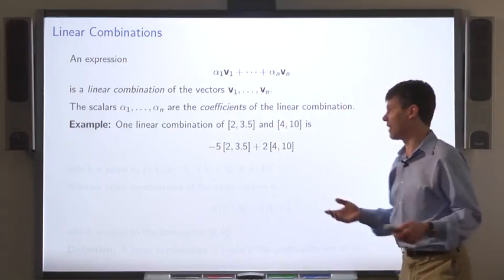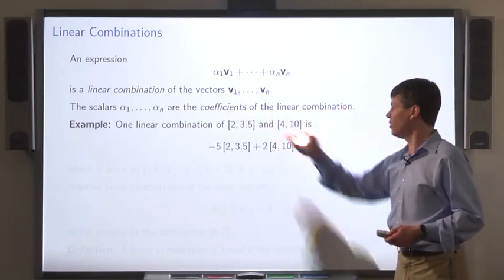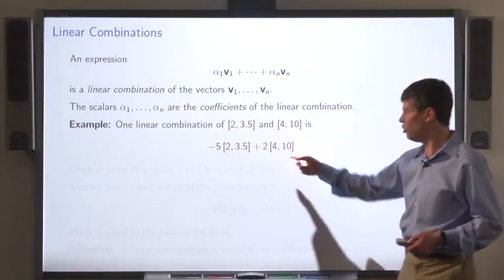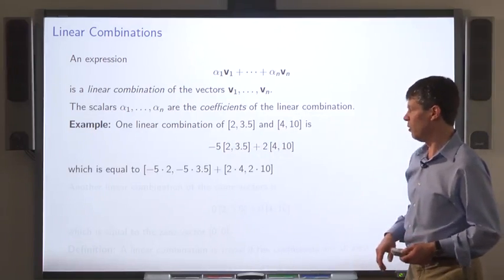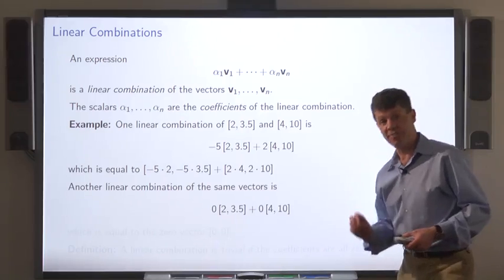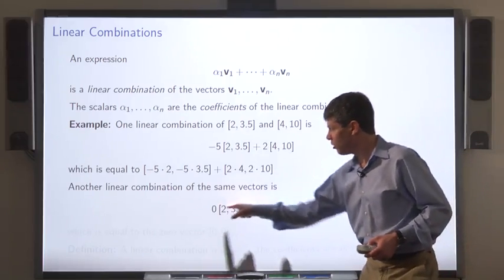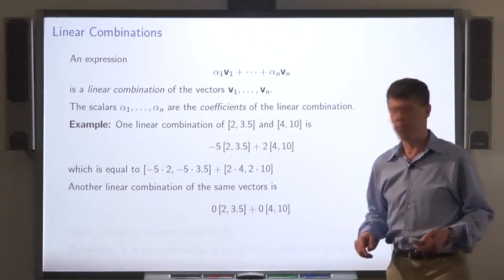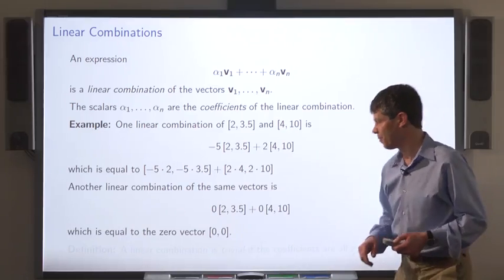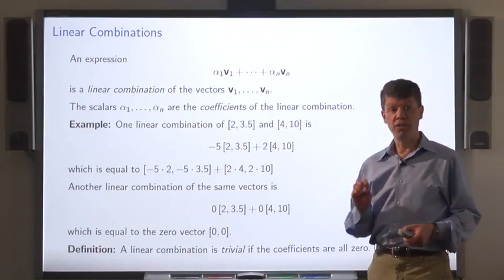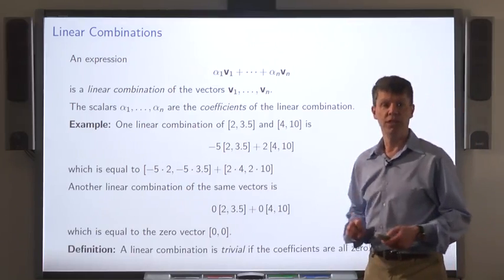So here's a simple example. One linear combination of these two vectors is this. Multiply the first one by -5, the second one by 2, and add the result. So it's equal to this. Now, another linear combination of the same vectors is multiply the first one by 0, the second one by 0, add them up. And of course, you end up with the all zeros vector. A linear combination where all the coefficients are 0 is called the trivial linear combination.